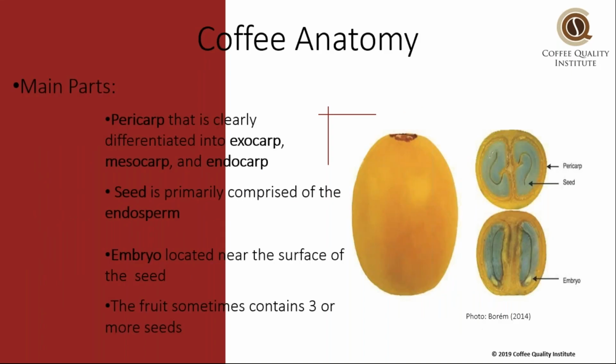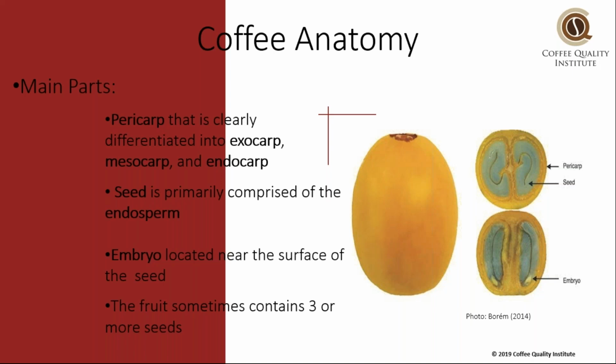Now, getting to the anatomy of coffee, we see here a coffee cherry with 2 seeds inside. And on the right, you will see there are 3 parts called out in this image. There's the pericarp, the seed, and the embryo. Now, the pericarp, it's basically the fruit. It's differentiated into the exocarp, the mesocarp, and the endocarp. And the seed is made up of endosperm. Also, inside of the seed, there is the embryo, and it's usually located near the surface.